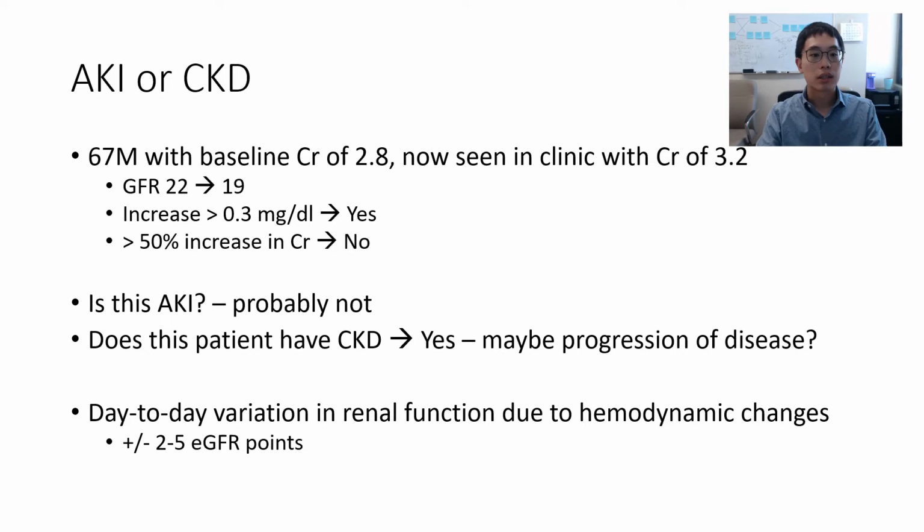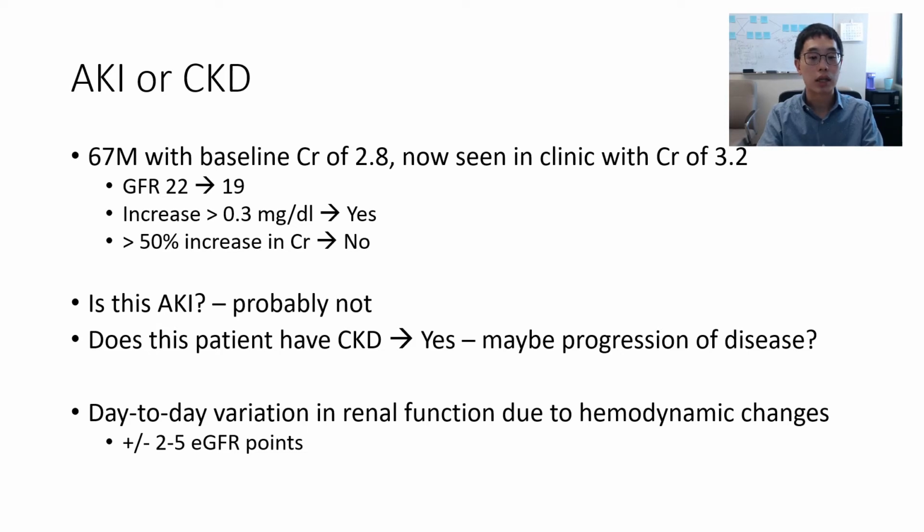Now, let's take a look at this other case where we have a baseline creatinine of 2.8. You see the patient in clinic with their creatinine of 3.2. Their GFR has dropped from 22 to 19. It is an increase of 0.3 milligrams per deciliter. So yes, it does meet criteria for stage 1 AKI. But is it greater than a 50% increase in creatinine? No. So in this case, is this an AKI? Probably not. The GFR drop is very minimal compared to the previous case.